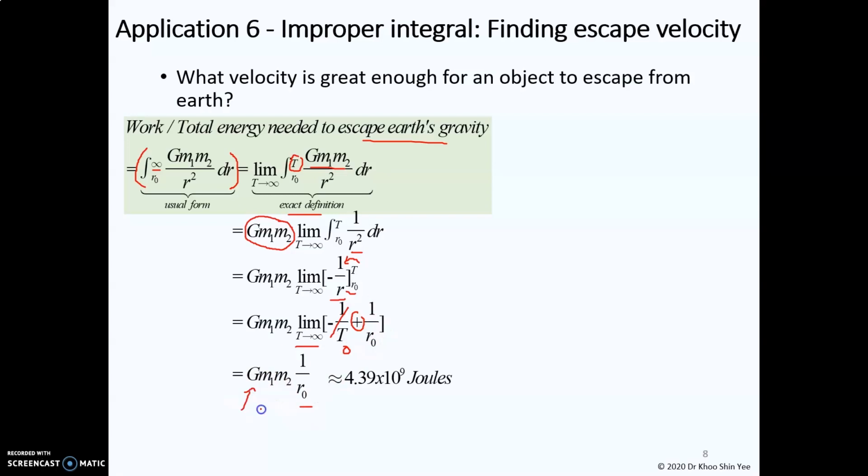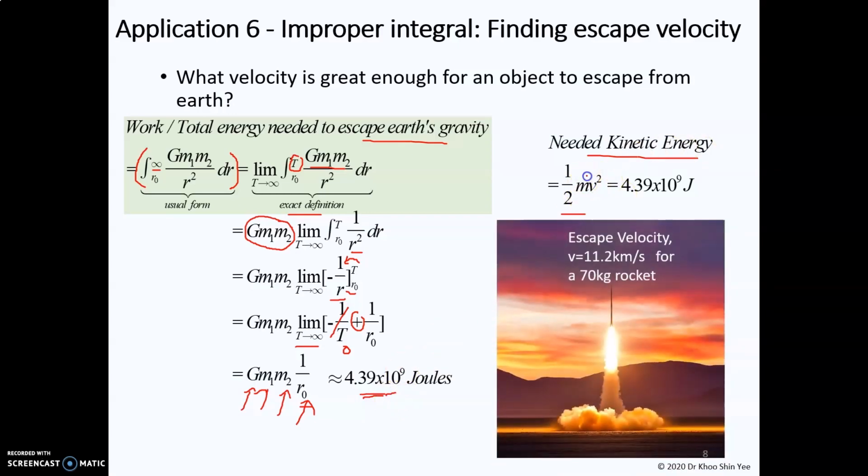So after you substitute all the data inside, then you obtain the total energy required to escape from the Earth. We know that the kinetic energy is given by 1 over 2 mv squared and is equal to this number. So by having the mass equal to 70 kg, from this equation you can solve for v. And for a 70 kg rocket here, the escape velocity needed to escape from the Earth is computed, and you obtain the velocity equal to 11.2 km per second.